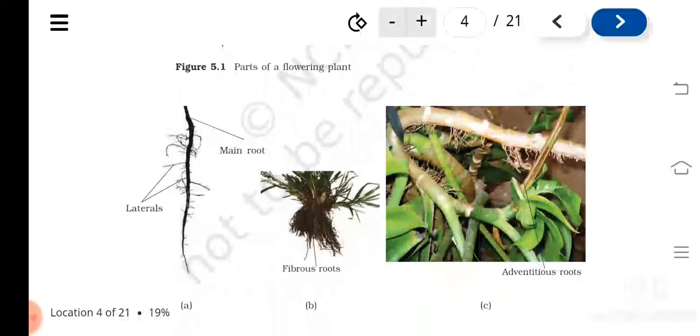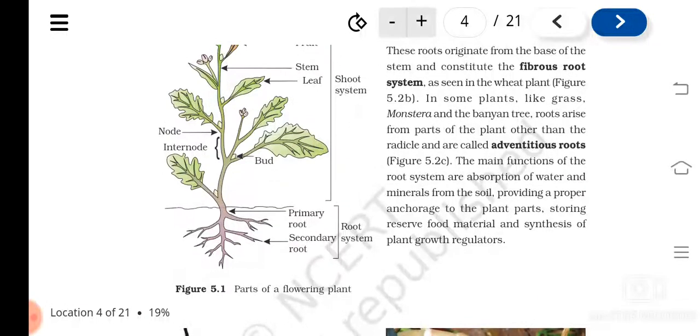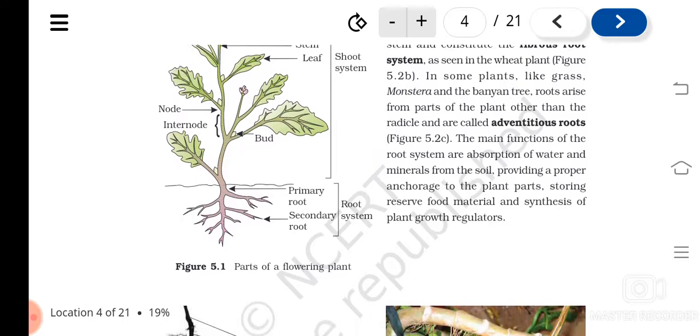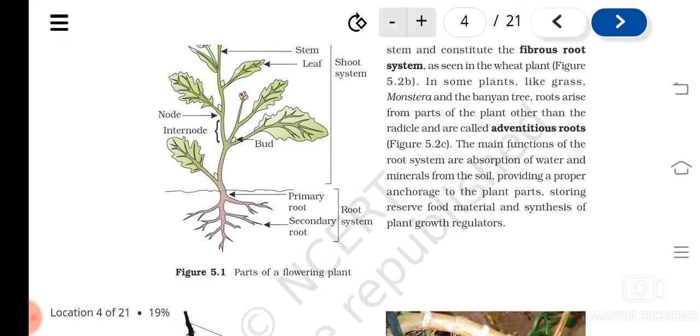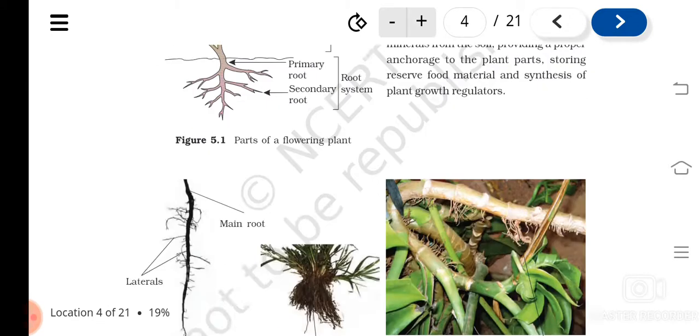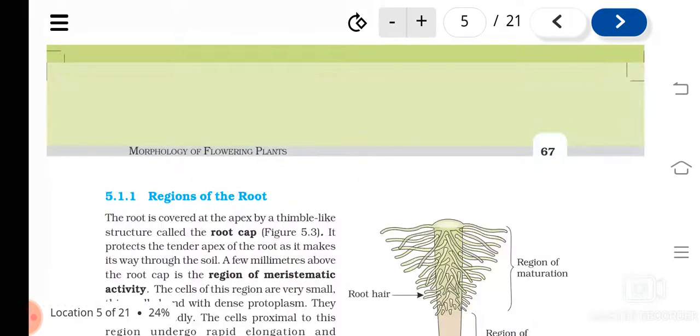Fibrous root system means what? All the roots will be of the same size, and they'll be arising from the base of the plant, isn't it? Base of the stem. And adventitious roots means they are roots which originate from the plant other than the radicle. Okay, like this, roots are there.